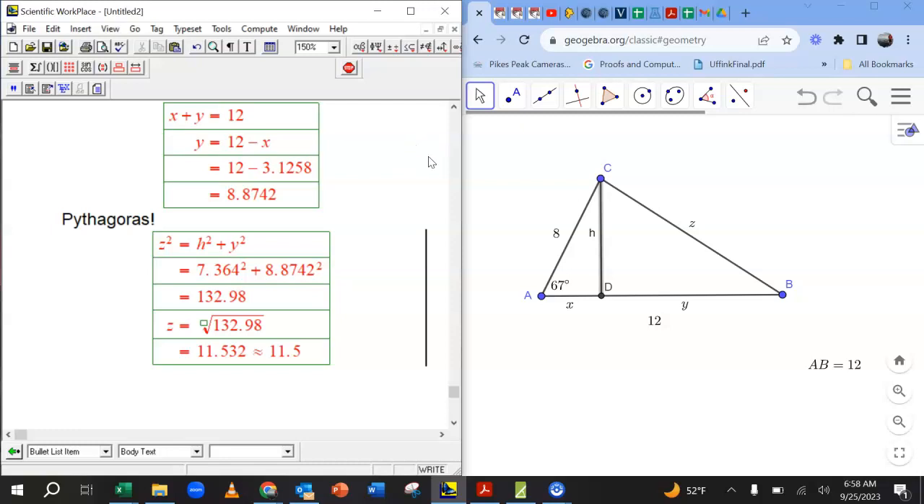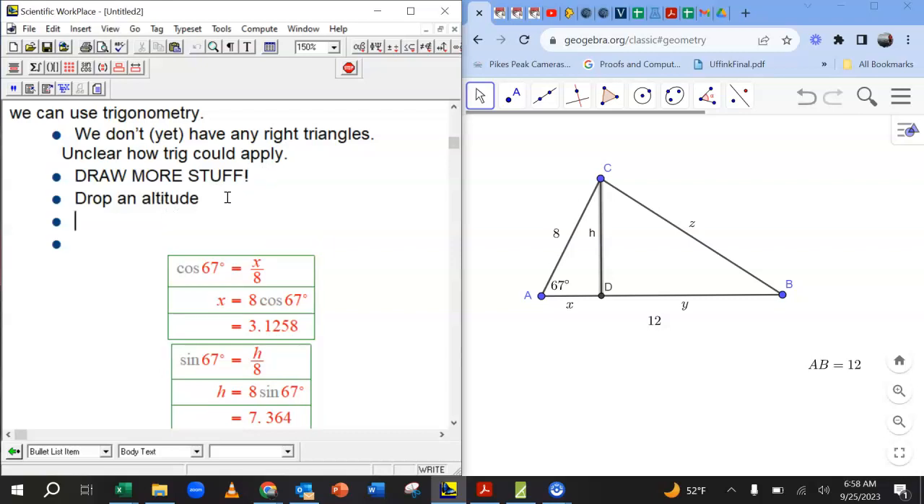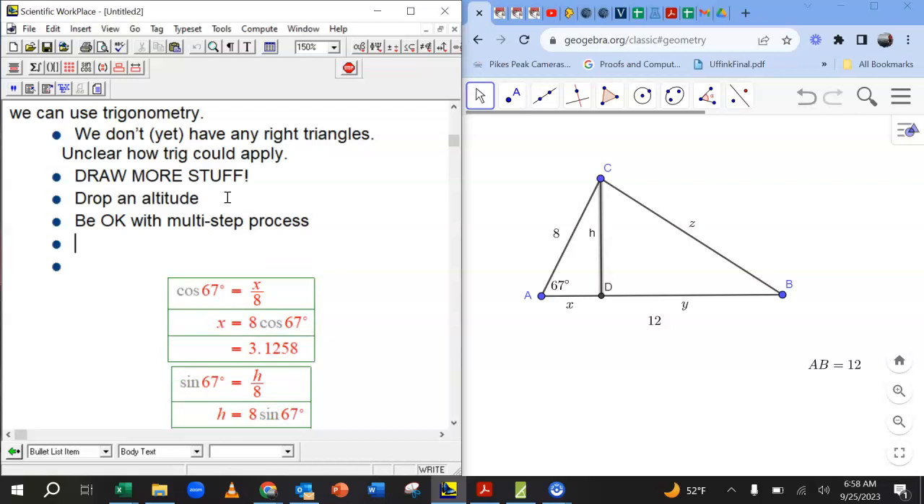There's so many examples. You don't want to memorize this exact template. The main thing was draw more stuff, usually an altitude, and be okay with a multi-step process and combine the basic trig ratios very often with Pythagoras. And we'll do a lot of variations on this.